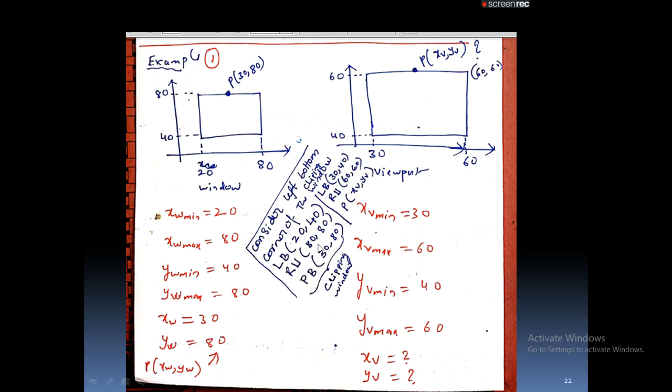Please see the mouse pointer. By seeing these given things with respect to the clipping window, I have written clearly here. In the problem statement, the x-axis clipping window value xw minimum is 20, xw maximum is 80. With respect to the y-axis, yw minimum is 40, yw maximum is 80. Then I created one clipping window on the left side, and its origin is 20 comma 40.